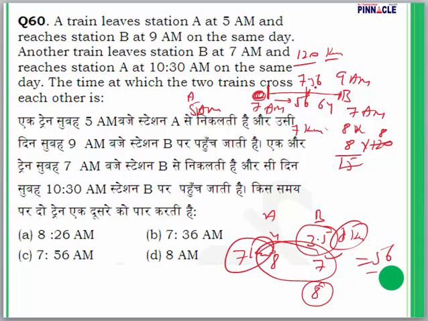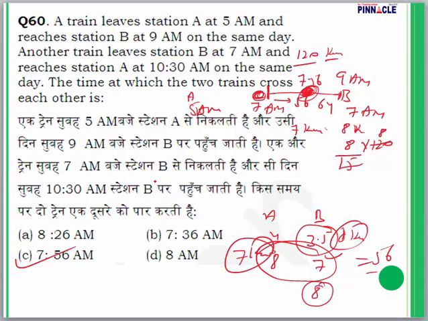You can say at the same time, it is traveling 56 kilometers and it is traveling 64 kilometers. So what does it mean? It means, the question is the time at which the two trains cross each other. They will cross at 7:56. They will cross at 7:56. Answer is C.